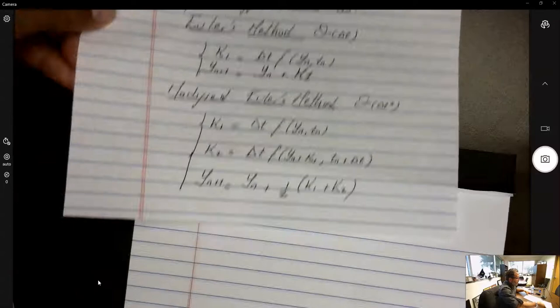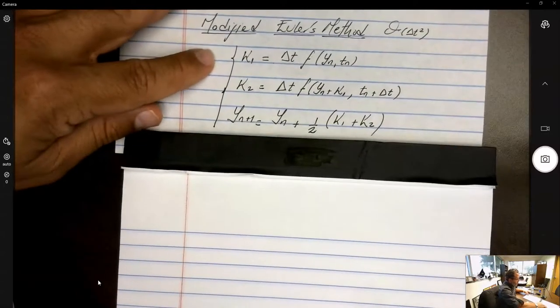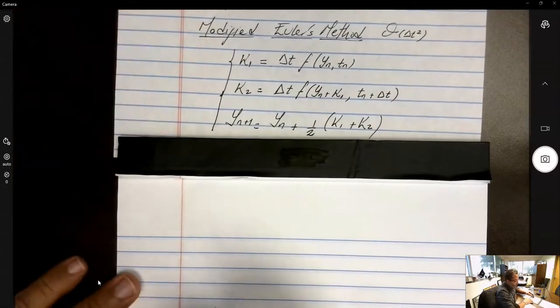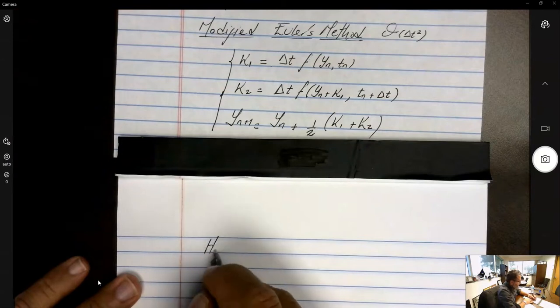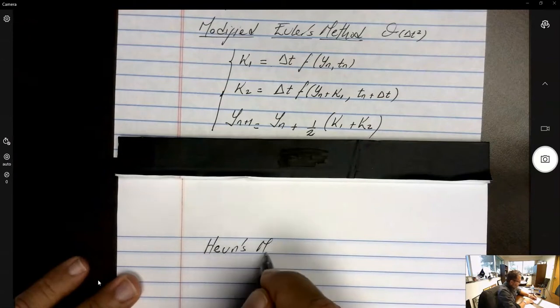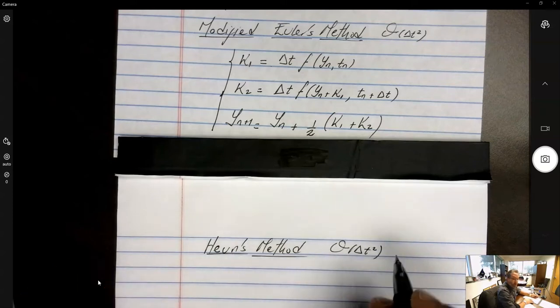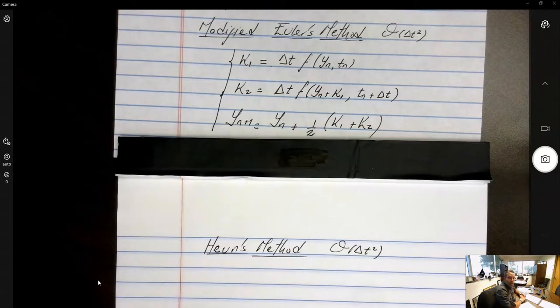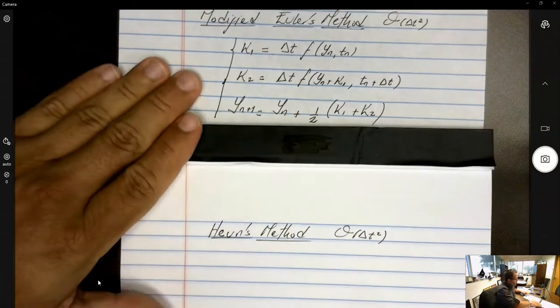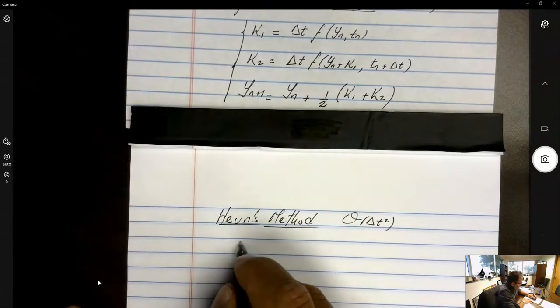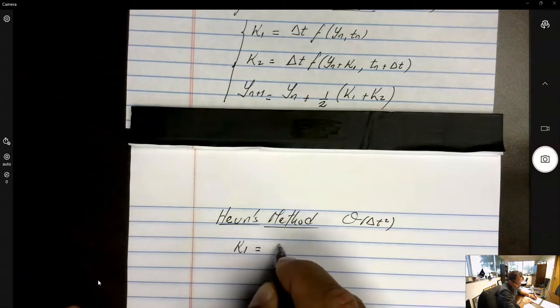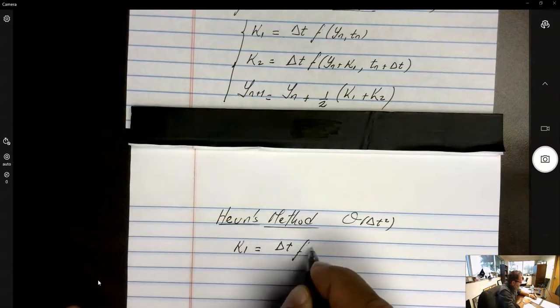We can keep going. There's an actual method that's called Heun's that happens to be order delta t square also. It's not order delta t cube. It's not third order accurate. In this method, you calculate K1, the predictor, exactly the same way.